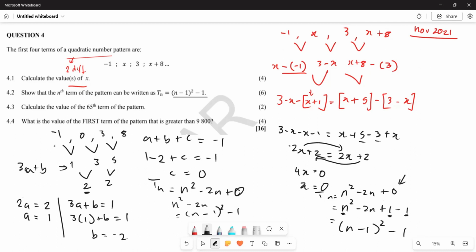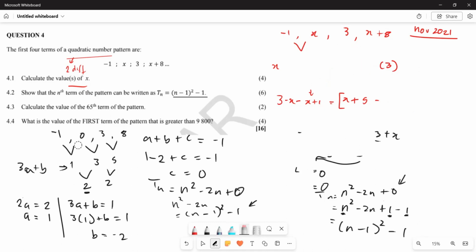So then that is going to be the Tn. So basically, that is how we reach this particular (n subtract 1) close bracket squared subtract 1, isn't it? So hopefully this makes sense to you. And then now let's move swiftly along. Now let's see what else they want us to do in this particular question, what is required of us in the next question.